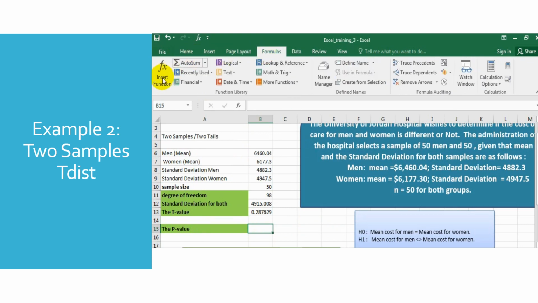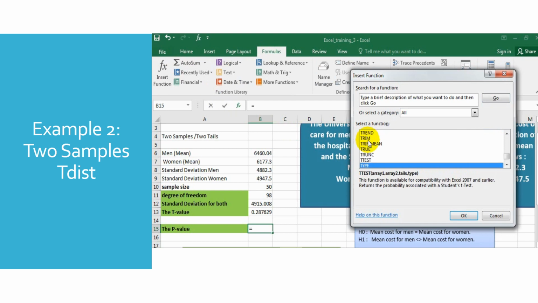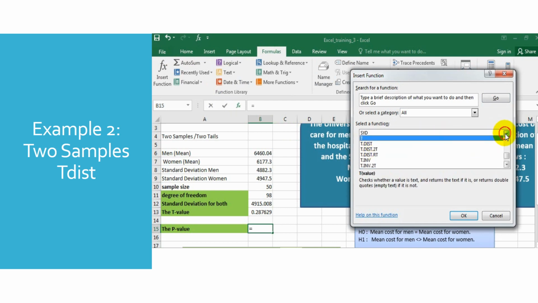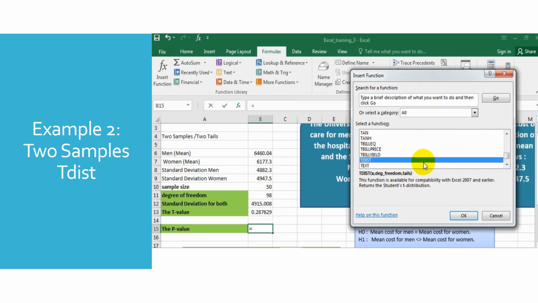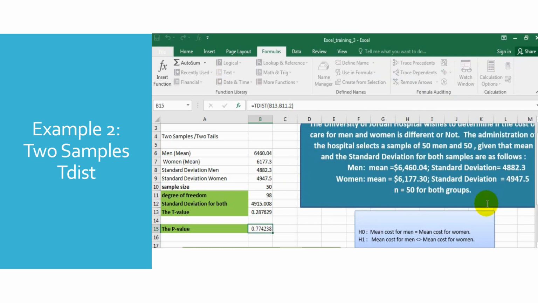Now let's compute the p-value. We go to formulas, insert function, select all, then press T on the keyboard till we find tdist. It is tdist, not t.dist. The first parameter is the t-value. The second parameter is the degree of freedom. And the third parameter is the number of tails, and here we have two tails.